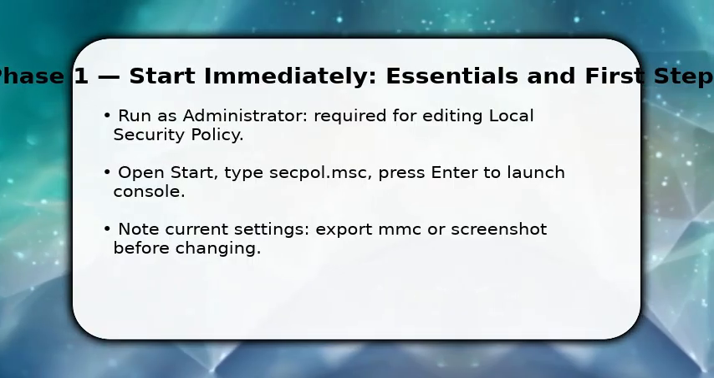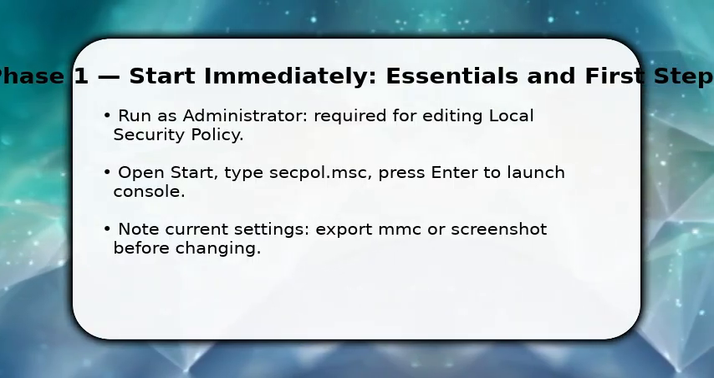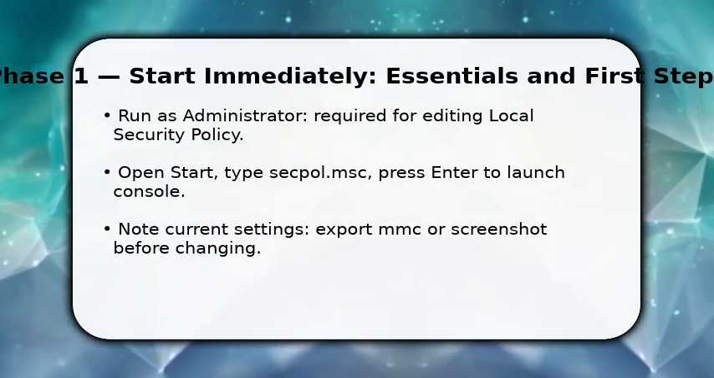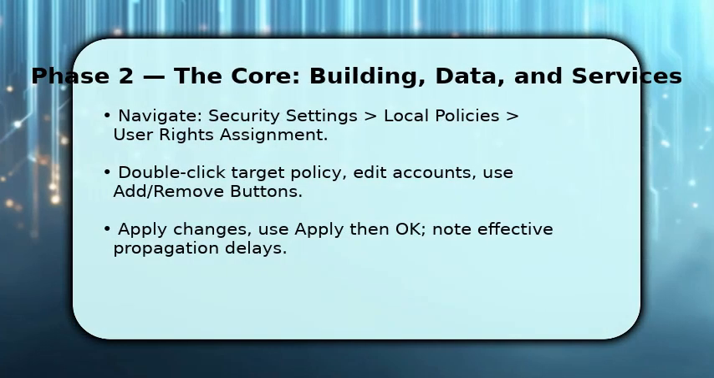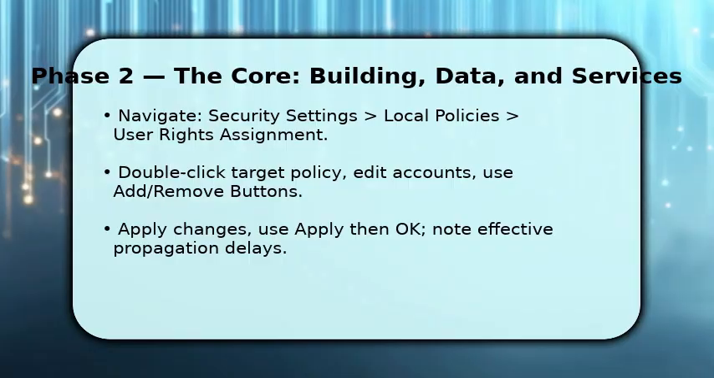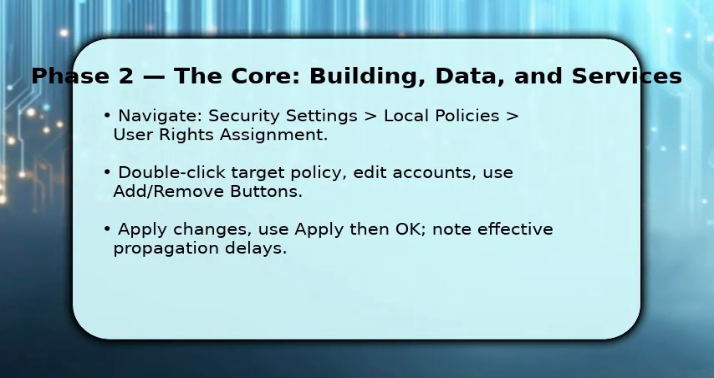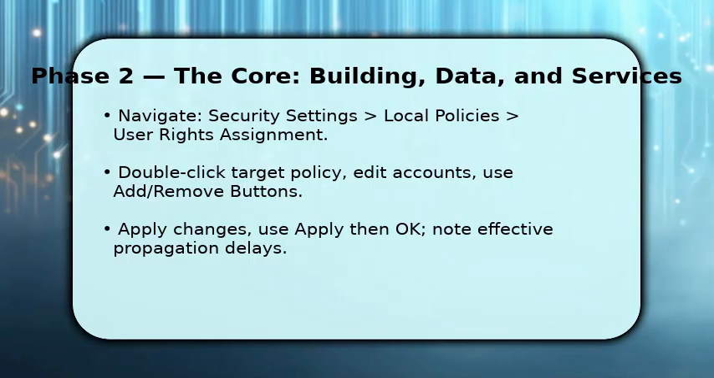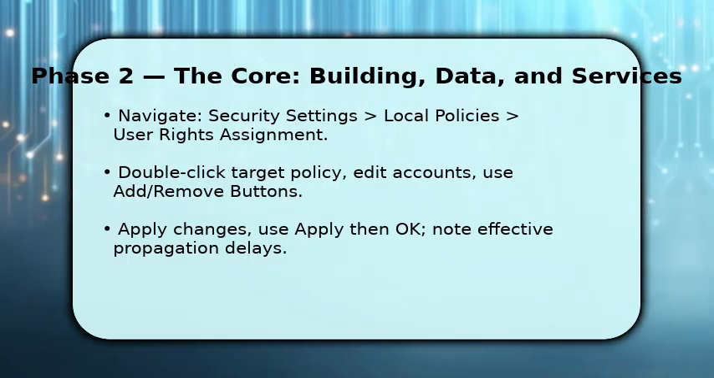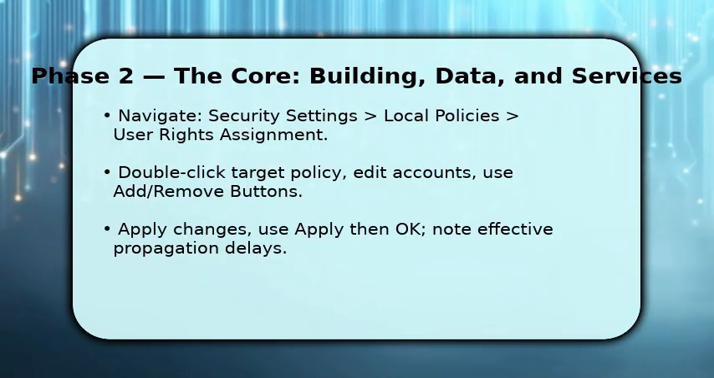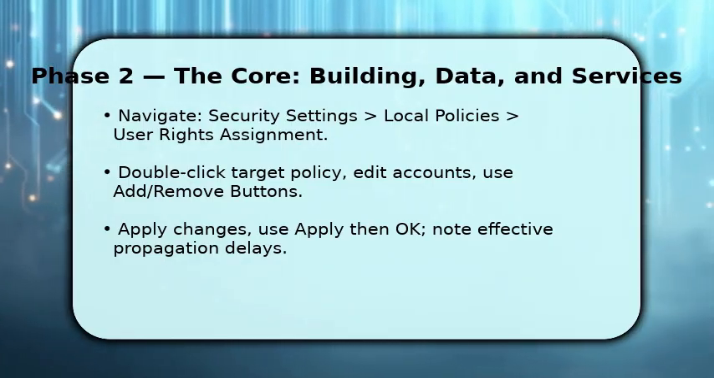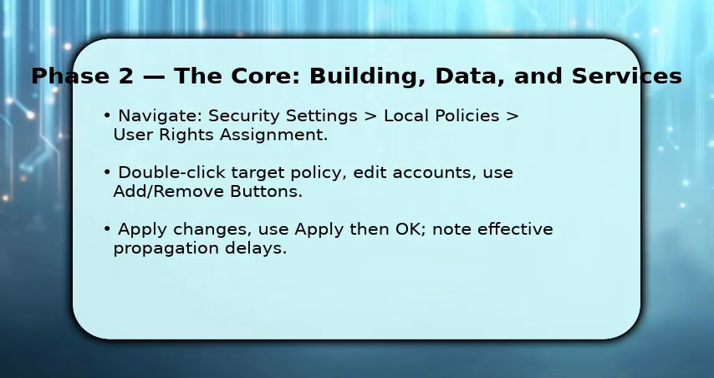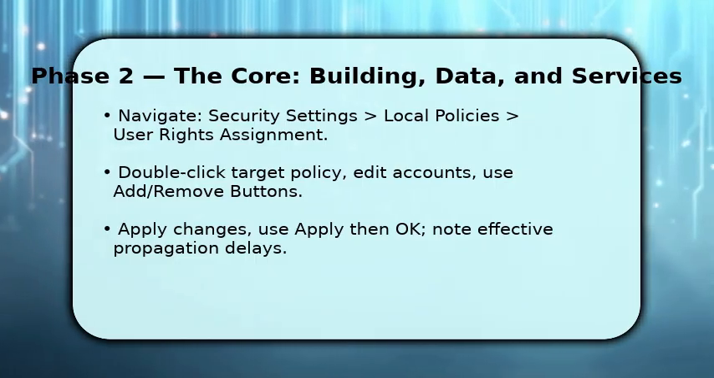Now focus on the specific policy you must change, because jumping into a random setting can break authentication or permissions. You're now locating the exact policy. Go to Security Settings, then Local Policies, and open User Rights Assignment or Security Options depending on your goal. Once found, double-click the policy to edit, remove or add groups and accounts with the provided buttons, and prefer group names over individual users for maintainability.